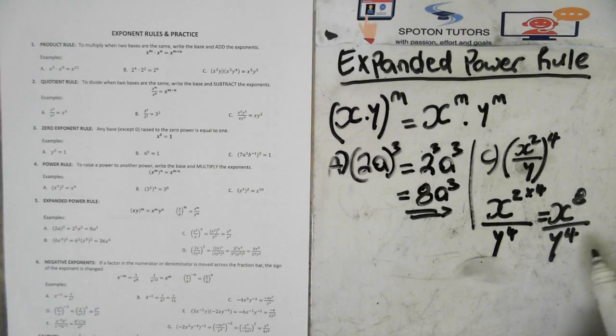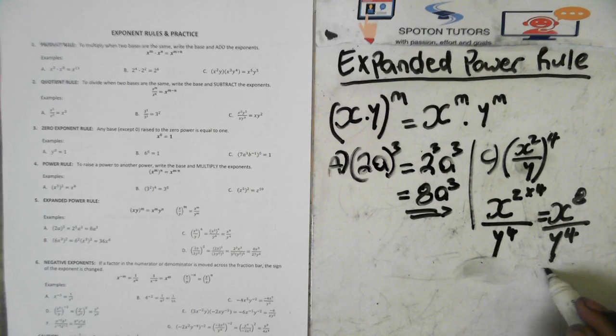Your answer must stay and remain here. Why? You cannot apply the second rule, the quotient rule, here simply because these bases are not the same. So this is your final answer.